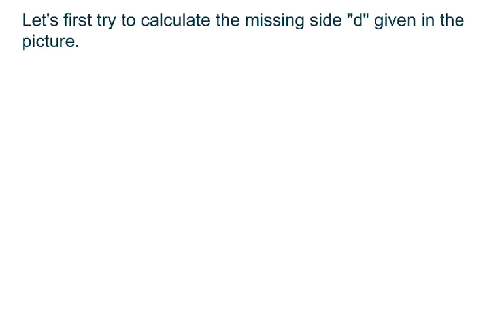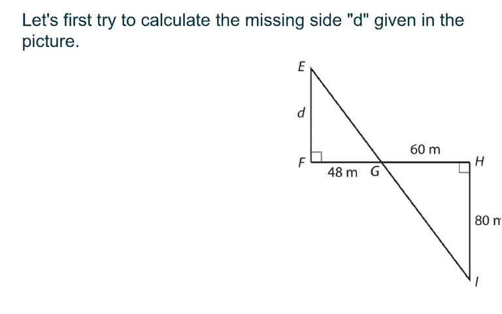So let's first try to calculate the missing side D in the given picture. This is just for a little bit of practice here. These two figures are similar, and they're similar because, if you remember back in your geometry, these two angles here are vertical angles. They are equal angles, and all you need is two angles of a triangle to be equal for the two triangles to be similar.